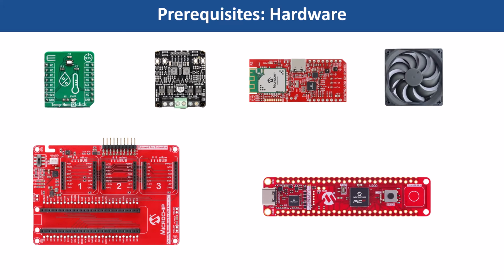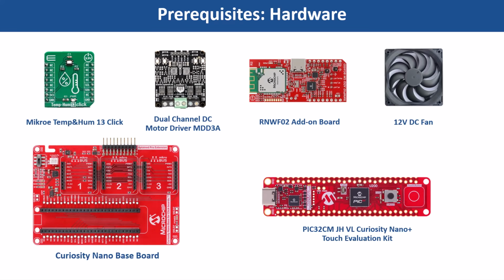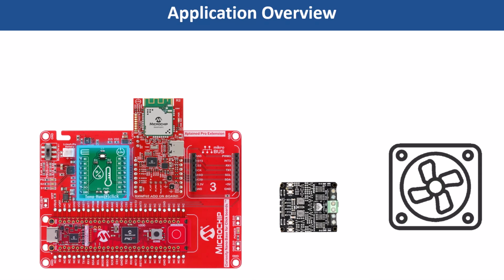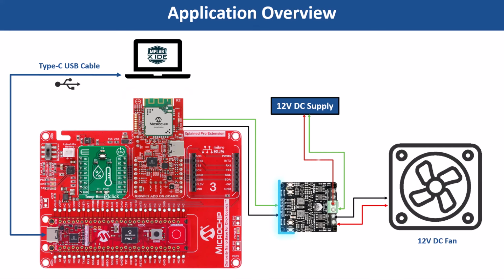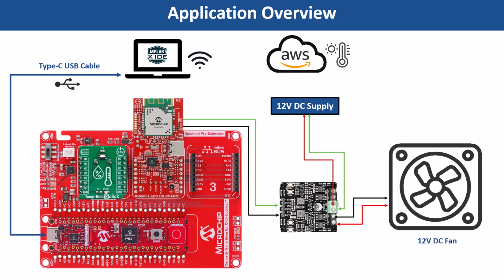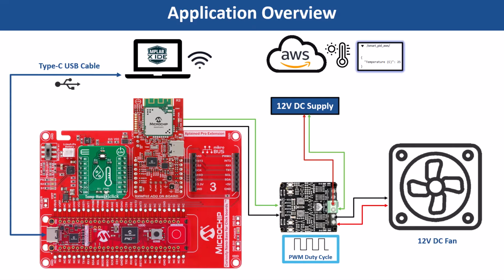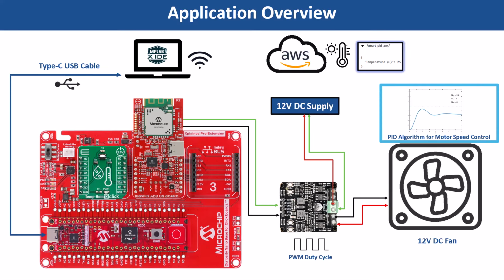This application demonstrates an automatic fan control using PIC32CM JH VL Curiosity Nano Plus Touch Evaluation Kit, combined with a temperature and humidity 13-click sensor, a R&W F02 Wi-Fi module to connect to AWS Cloud, and a motor driver board. The motor speed is managed using pulse width modulation (PWM) generated by MCU's timer counter module. For stability, a proportional integral and derivative PID control algorithm is implemented. PID ensures the motor responds quickly, eliminates error, and maintains smooth operation.